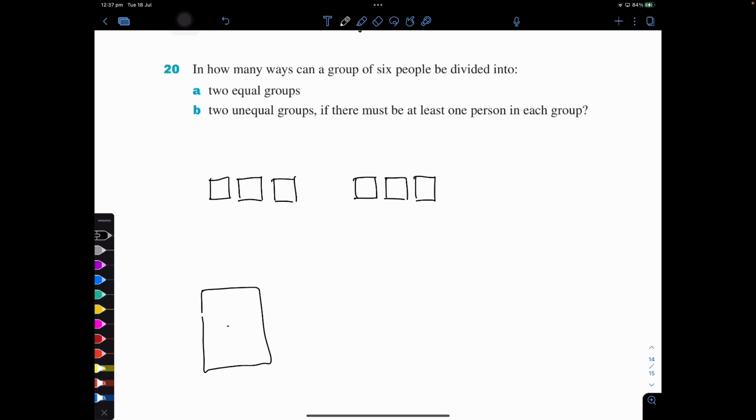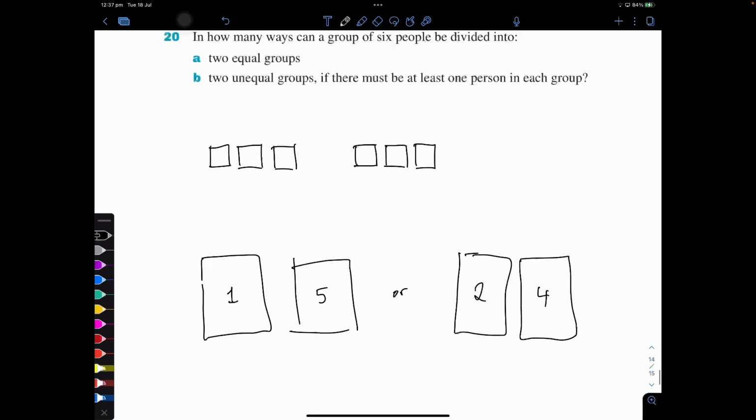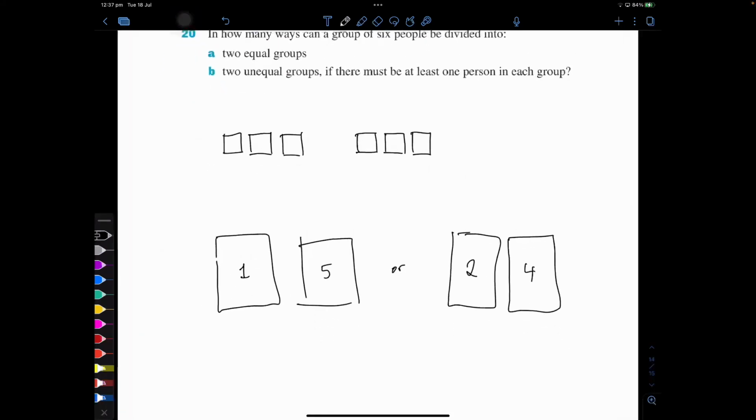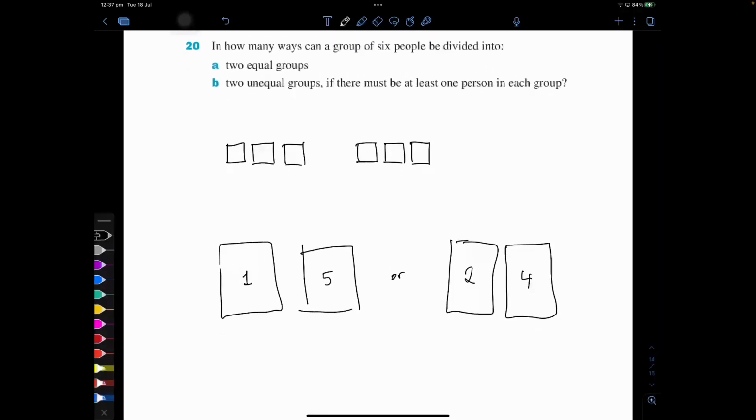So 2 groups, it doesn't matter, and it could be 1 and 5, or 2 and 4? Yeah, that's what I'm saying. 2 or 4. Unequal. The first one is... but do you want equal, so 3 and 3? Oh, so it has to be different numbers. Yeah, no, you don't want it to be 3 and 3. And then 4 and 2, and then 5 and 1.